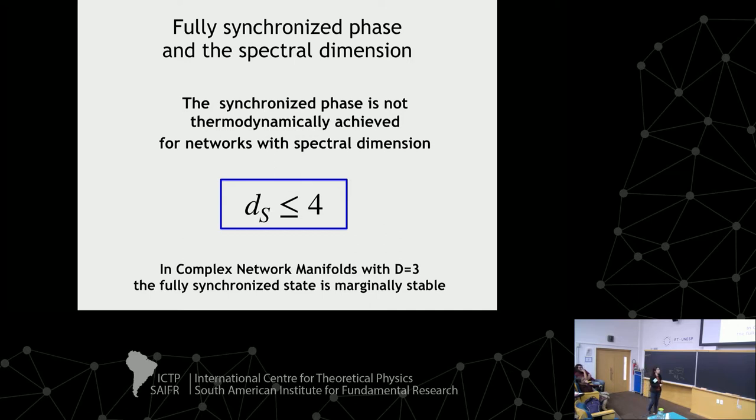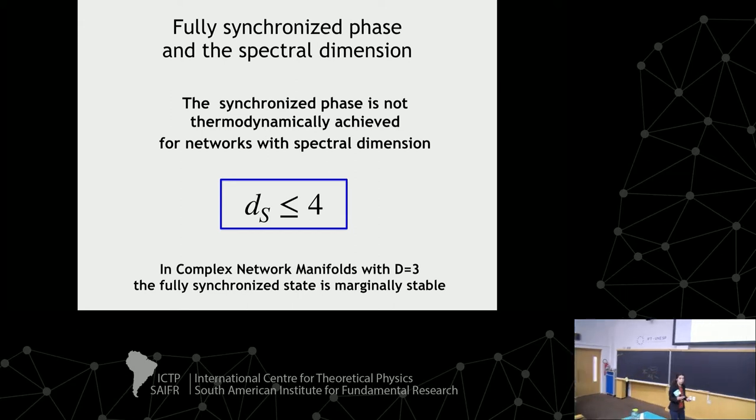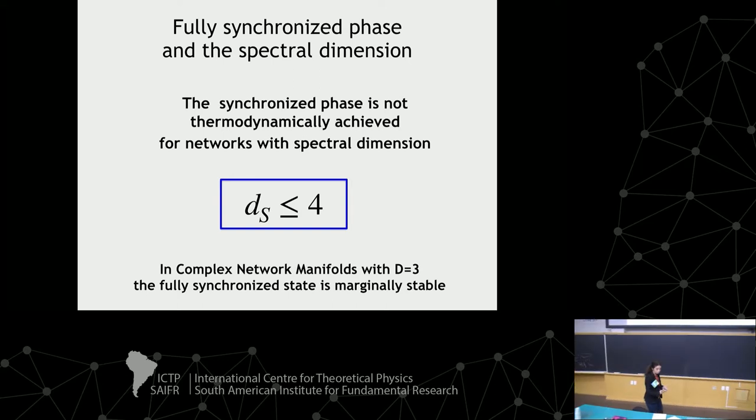the fully synchronized phase is not thermodynamically stable for spectral dimension d_s less than or equal to 4. Since these complex network manifolds with dimension capital D equal to 3 have spectral dimension 4, this is the state in which the system is marginally stable, and it can explain this dependence on the dimension that we find experimentally in neuronal culture.